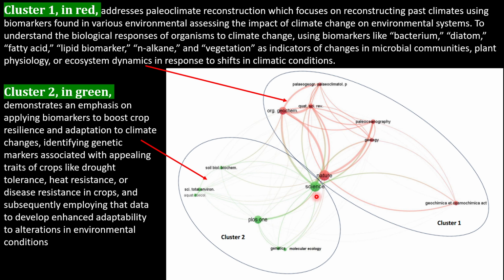And this green field is for agricultural purposes, like soil strength and genetic analysis of the crops, and they are related to science. So these two clusters show the different fields in which biomarker analysis can be interpreted.